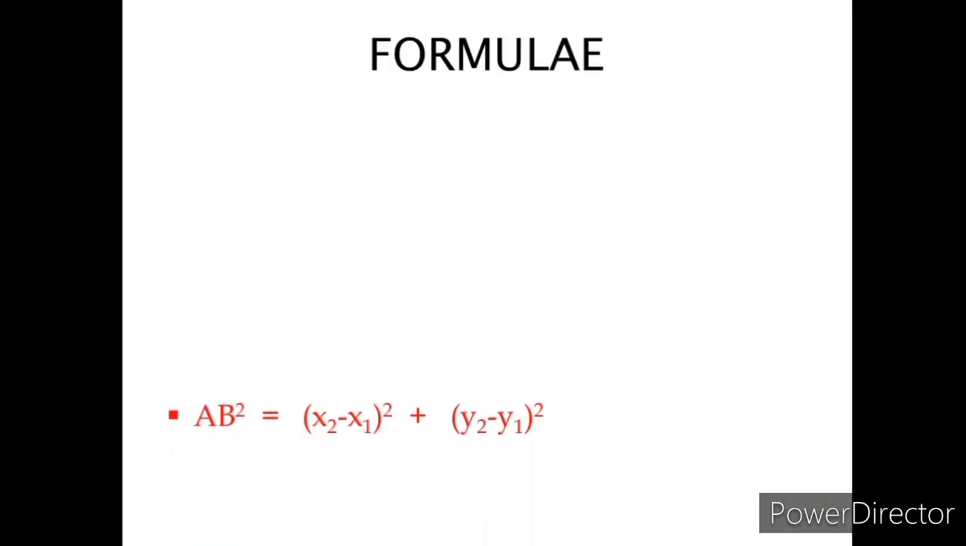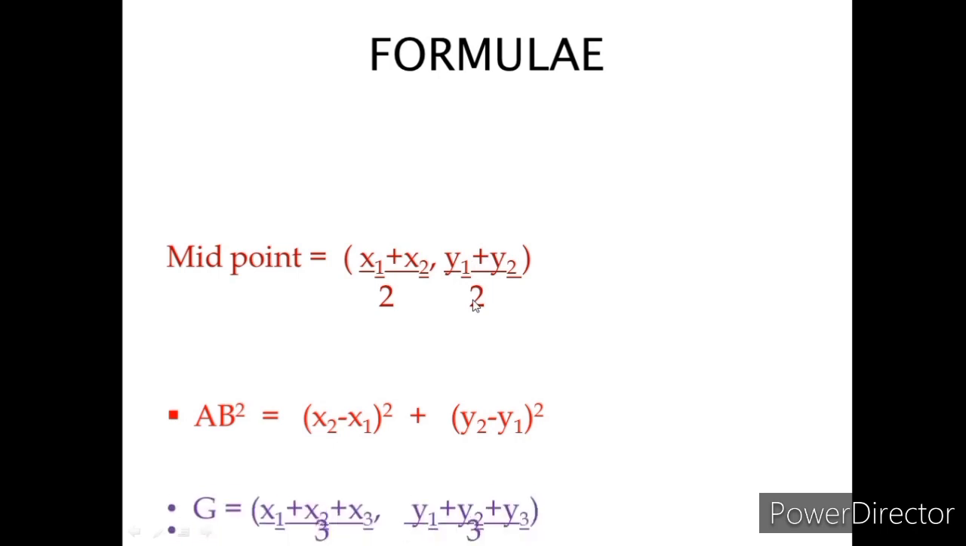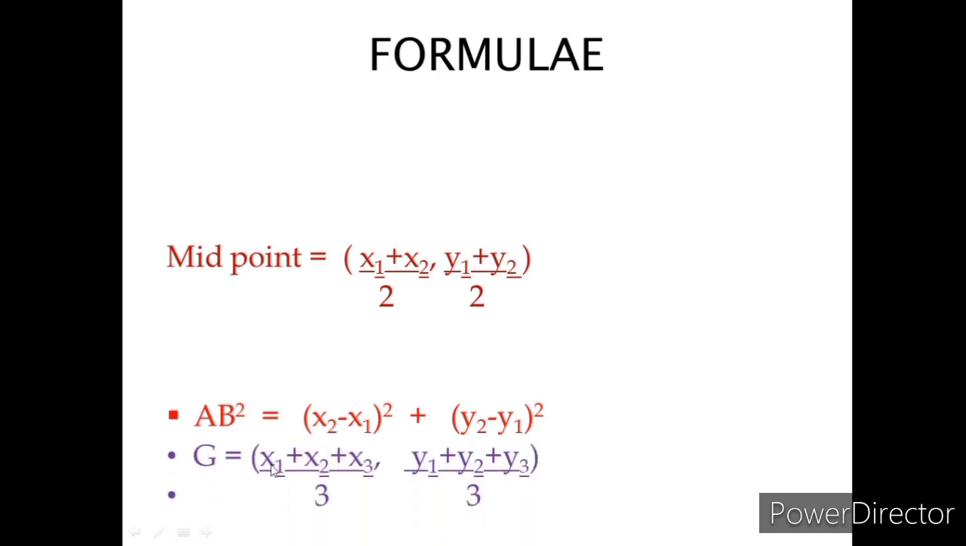So the first formula is the distance formula. A is one point, B is another point, therefore the distance between A and B, that means AB square, is equal to (x2 minus x1) whole square plus (y2 minus y1) whole square. Then the second formula, the midpoint: (x1 plus x2)/2 comma (y1 plus y2)/2. Then third, the centroid: (x1 plus x2 plus x3)/3, (y1 plus y2 plus y3)/3.